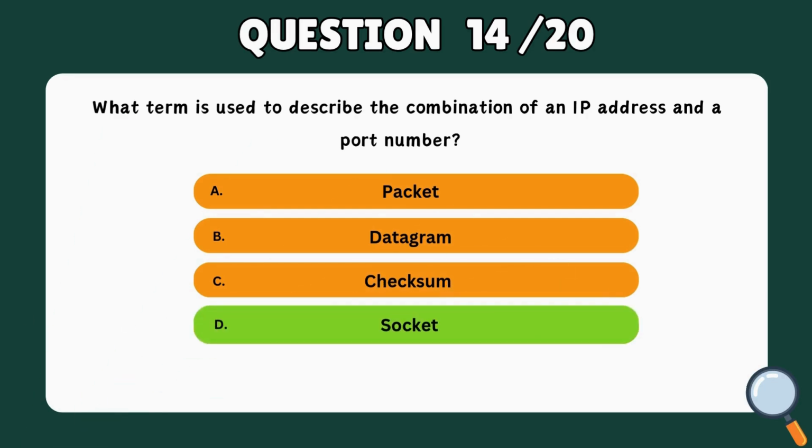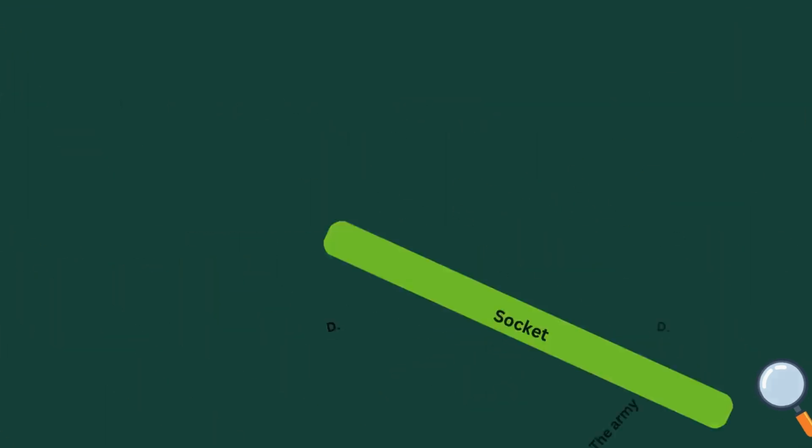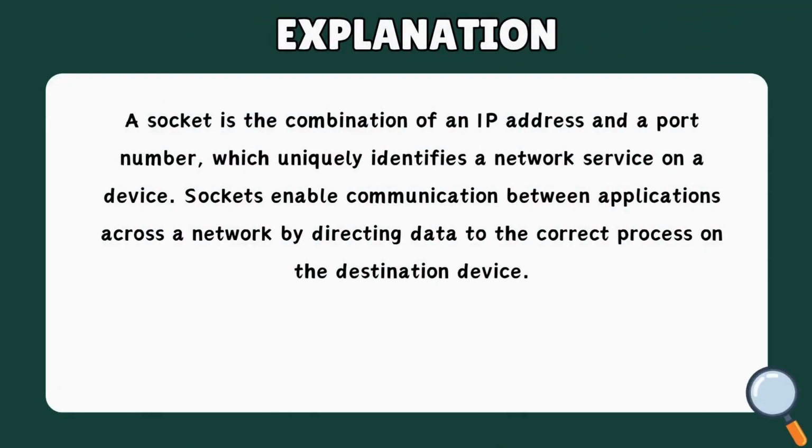Correct answer, D. Socket. A socket is the combination of an IP address and a port number, which uniquely identifies a network service on a device. Sockets enable communication between applications across a network by directing data to the correct process on the destination device.